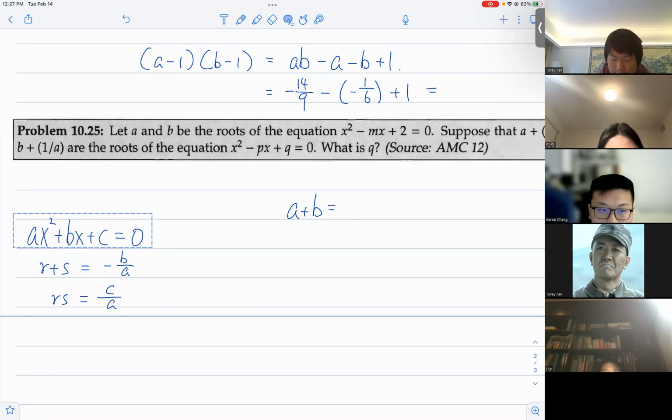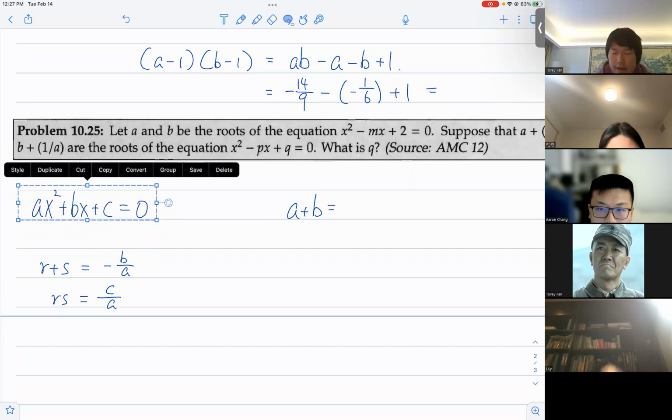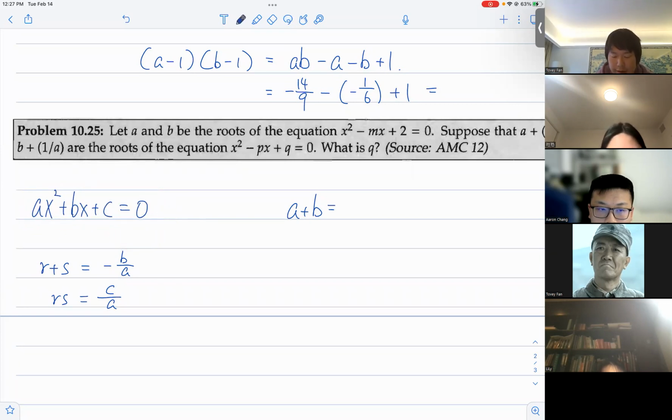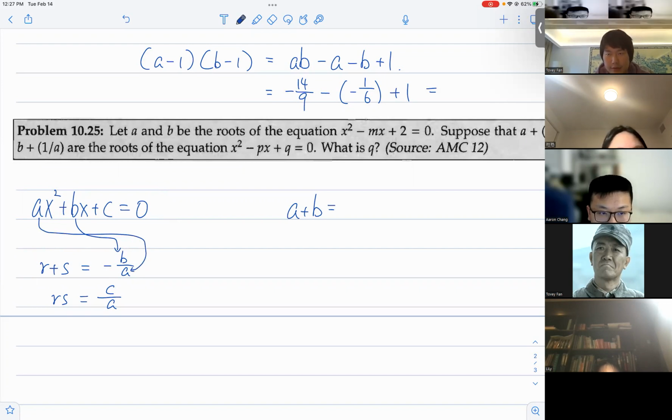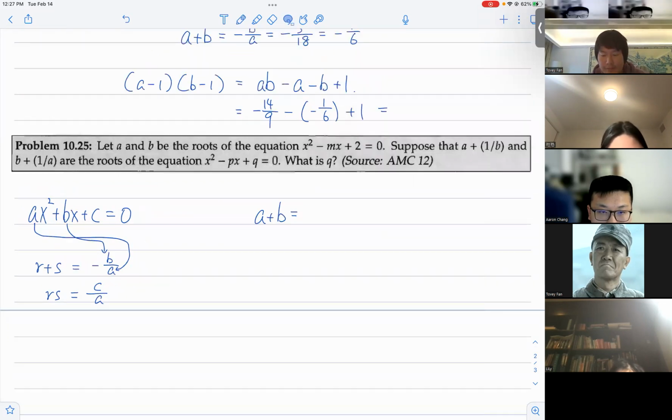Now, for this general quadratic, it has two solutions, r and s, right? And r plus s is negative b over a. B is this b, the linear coefficient, and a is this a, the leading coefficient. And for r times s, or the product of the roots, c over a, the c is a constant term in the original equation, and a is again the leading coefficient in the original equation. Okay, Lily, that makes sense to you?